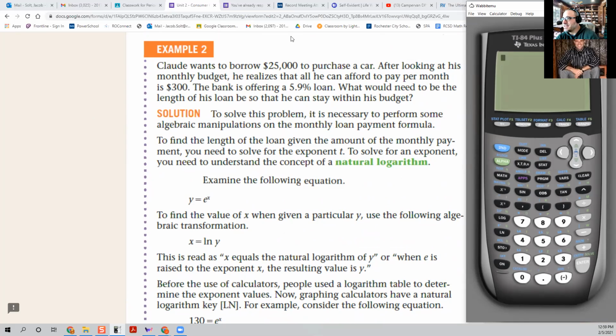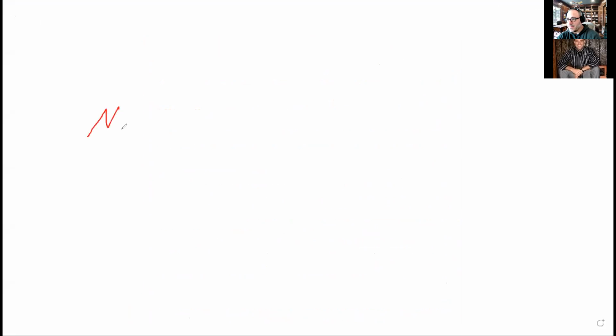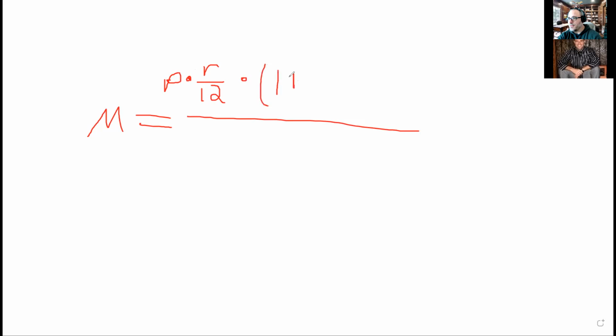I almost hesitate to do this, but let me try. I feel like I do want to do this. So remember, our monthly payment formula was p times the rate divided by 12 times the expression 1 plus the rate divided by 12 raised to the power of 12 times t, right? T is an exponent here, and then over here we had 1 minus the rate divided by 12 raised to the power of 12t, all right?